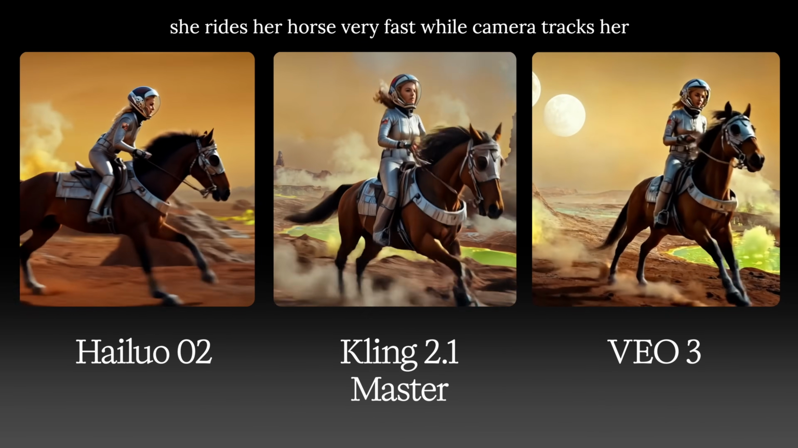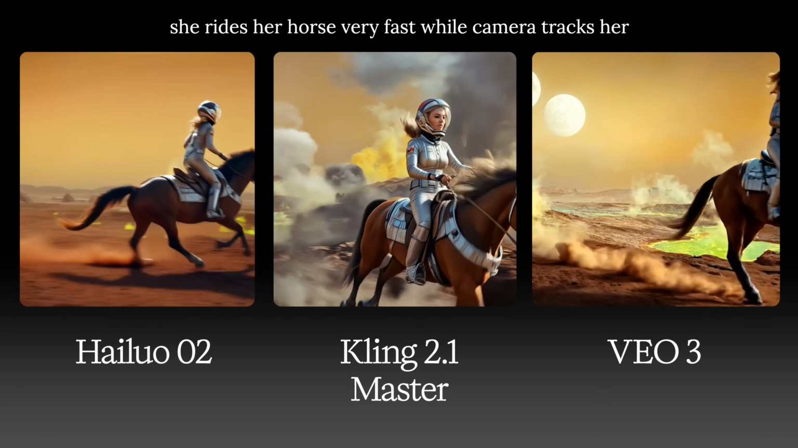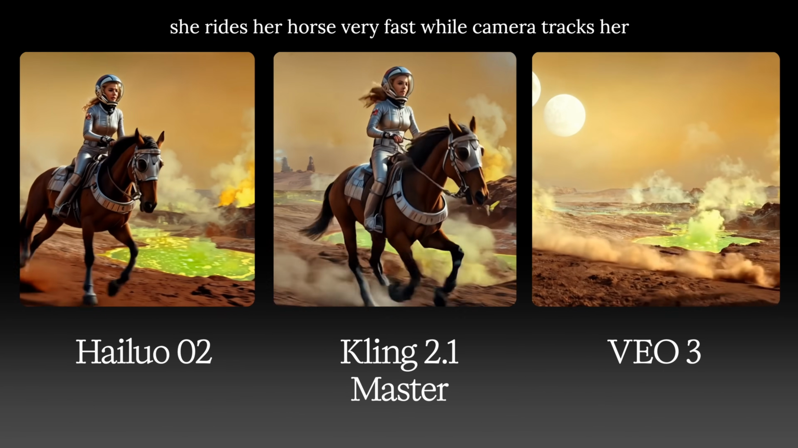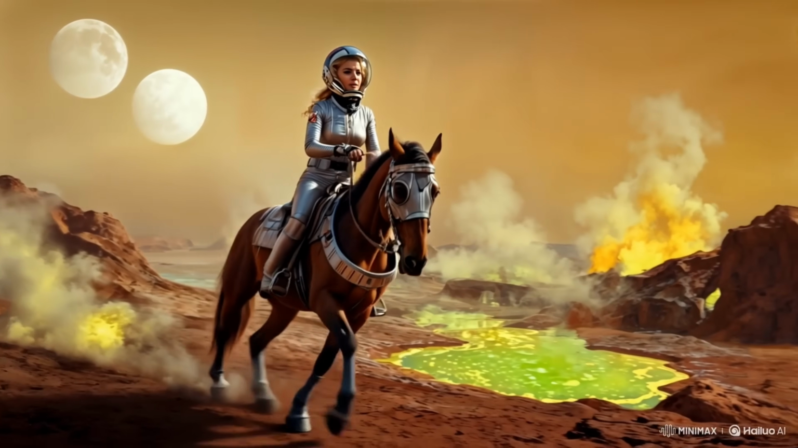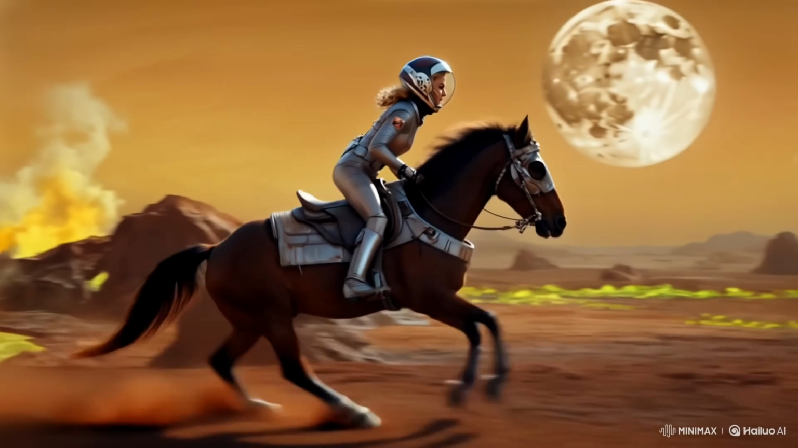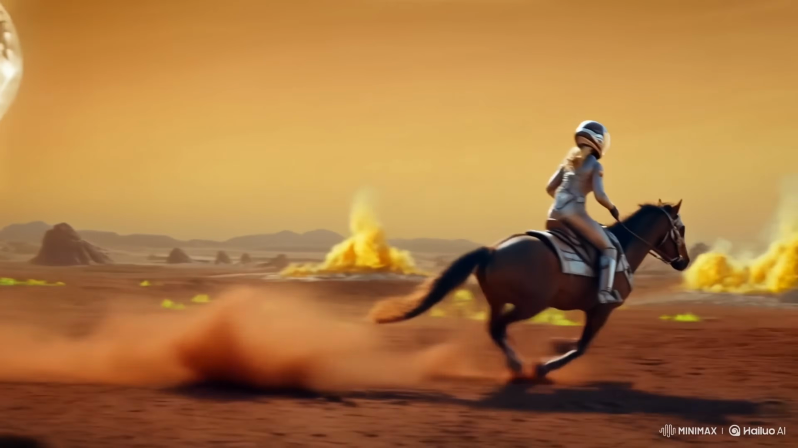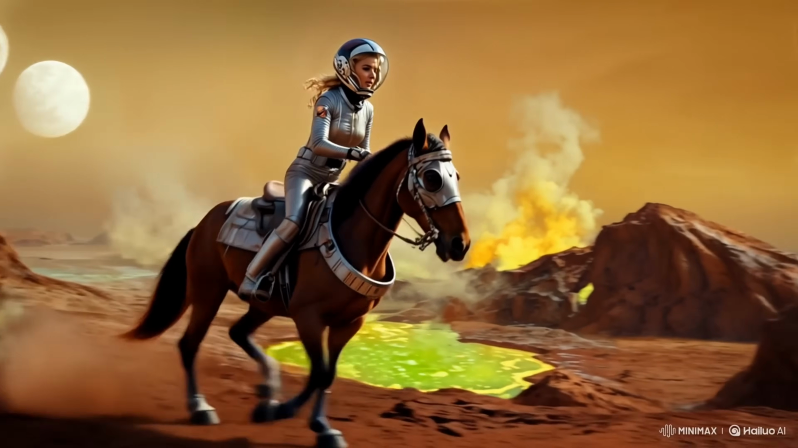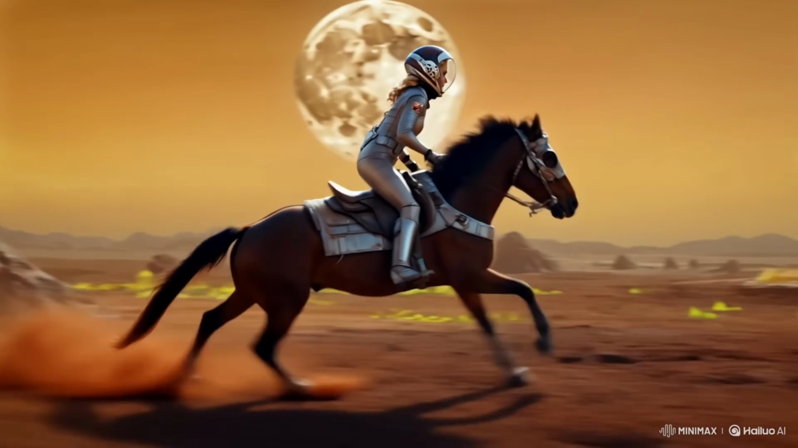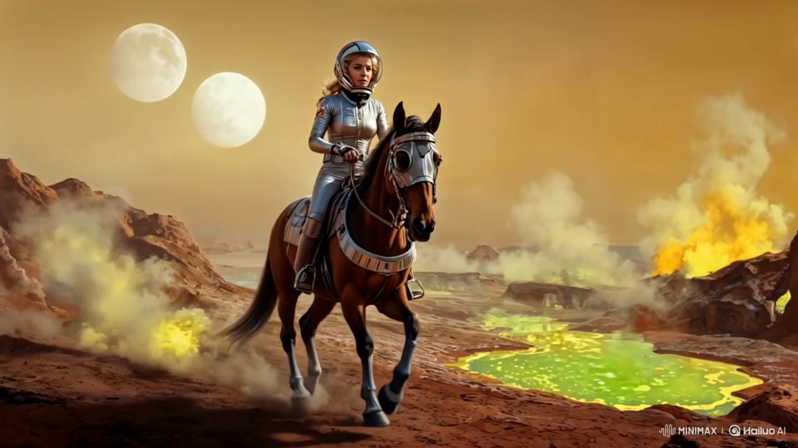We have, first of all, a dynamic shot where she is riding the horse, and second of all, we have a camera motion. We want the camera to track her. Looking at the Hailuo result, it seems that we got everything we asked for. We have a natural motion and movement of the horse riding. The camera tracks her. The rest of the elements in the scene are all dynamic.